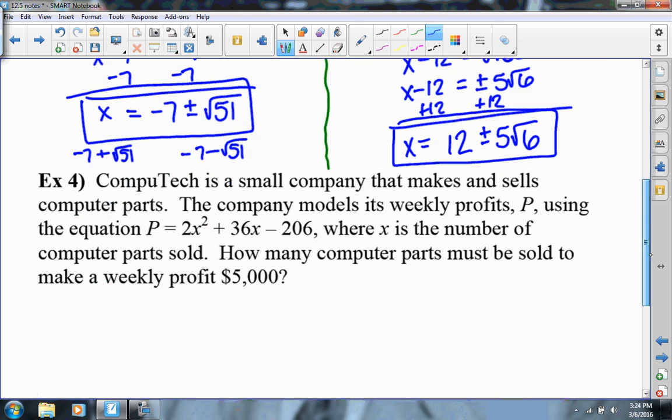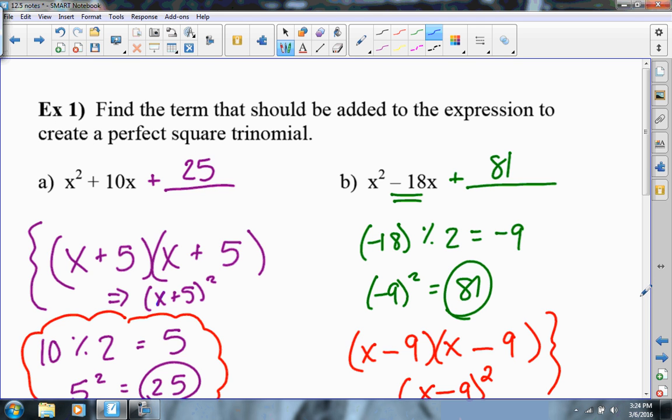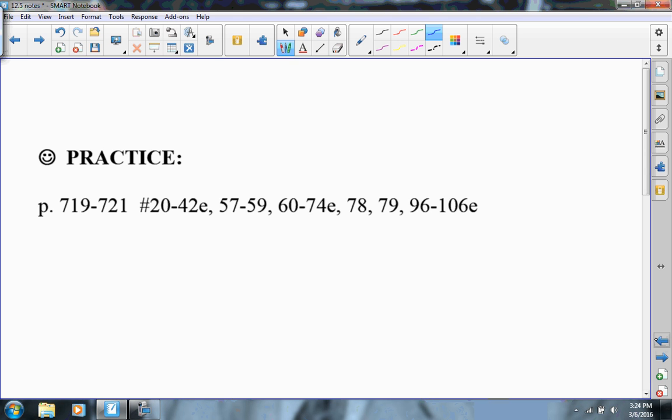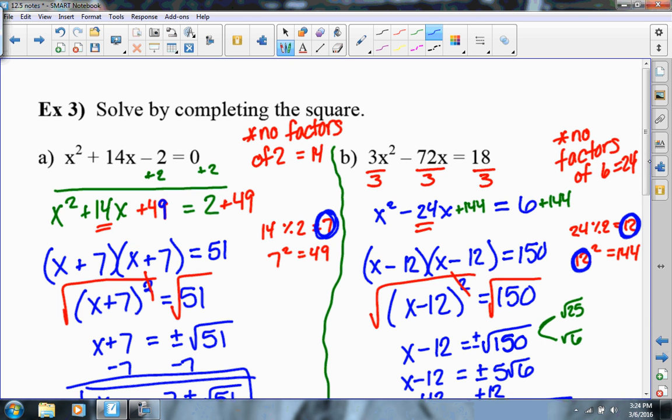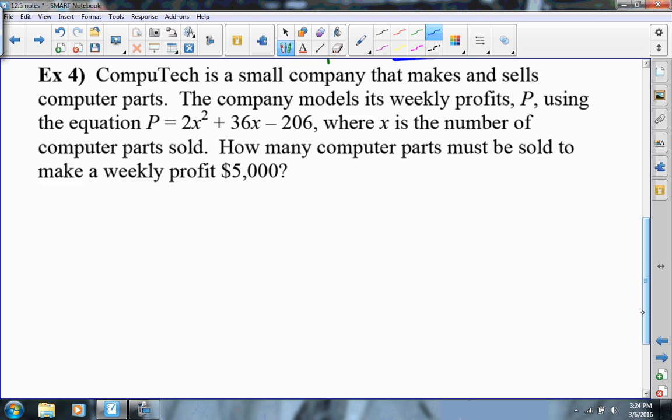So all of these methods for solving quadratics, they're all connected. And this completing the square process is just another method that lets us work through problems that are a little bit more challenging.